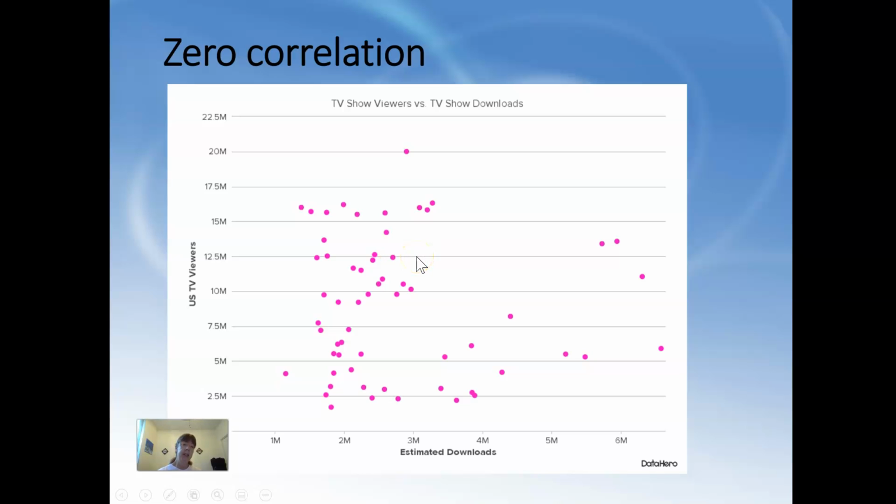This correlation is between what is that? Oh, this is looking at television shows. This is the number of people who watch a particular show on television and this is the number of people who downloaded it on the internet. You might think there would be a relationship between those two, but as you can see, there's not. Knowing how many people watch the show on television does not allow you to predict how many people will download it from the internet. Those are two independent things. They are not related to each other.